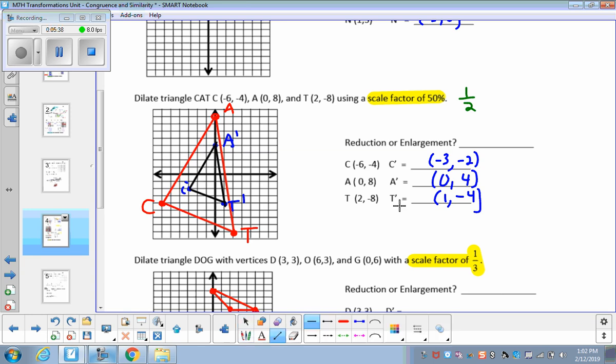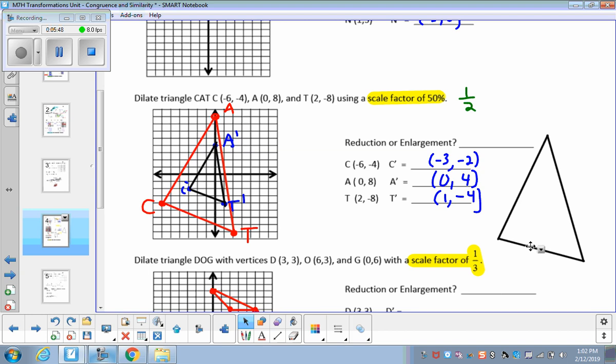The other thing I'm going to do is I'm going to just kind of roughly retrace the original triangle CAT right here. That's just a rough sketch. And now what I'm going to do is I'm just going to make this one triangle.